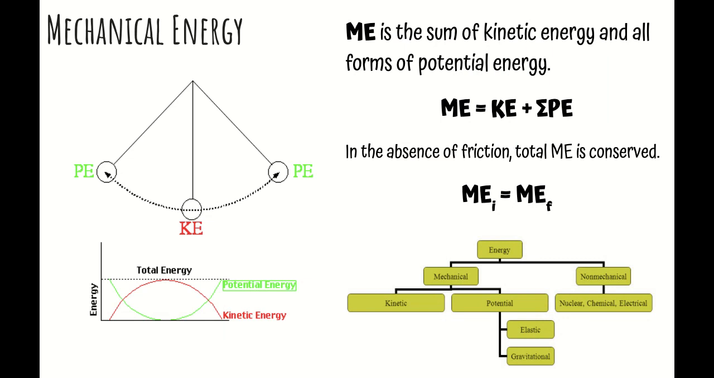So mechanical energy is going to be the sum of kinetic energy and all forms of potential energy. Okay, so mechanical energy is all the energy involved. In the absence of friction, total mechanical energy will be conserved. Okay, so as long as you're not changing some of that into a different type of energy, like heat energy or electrical energy or something like that, it will always be conserved.